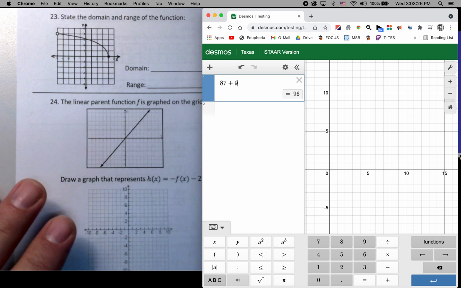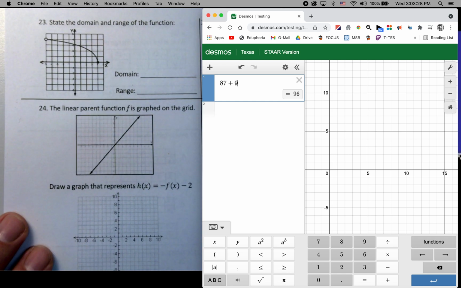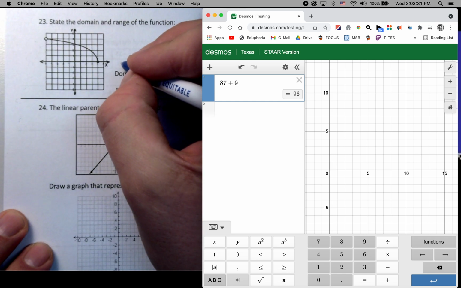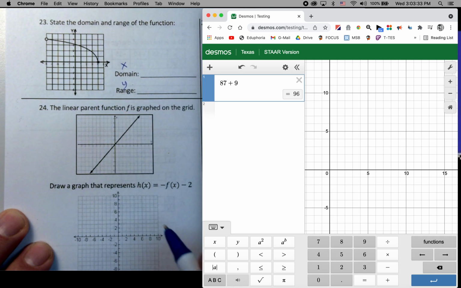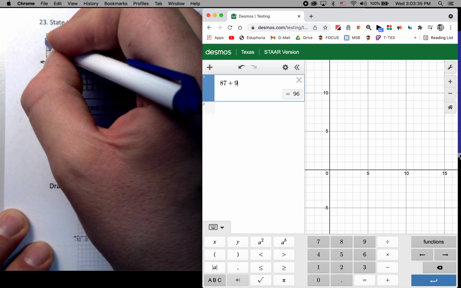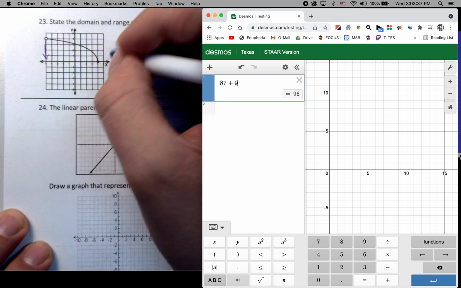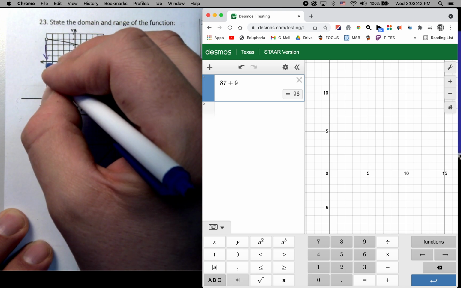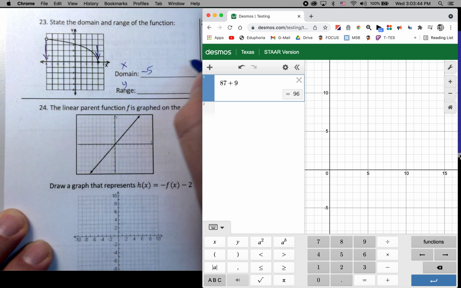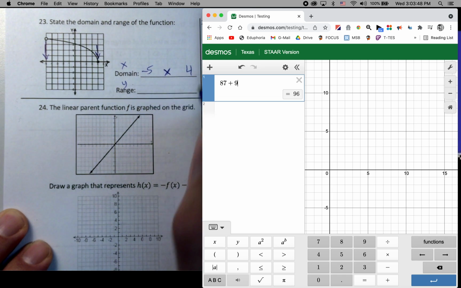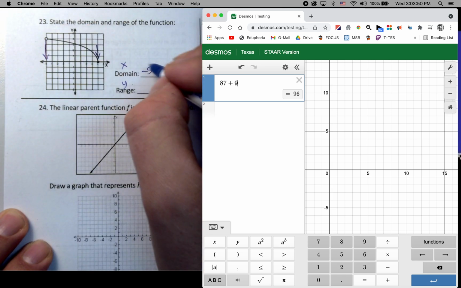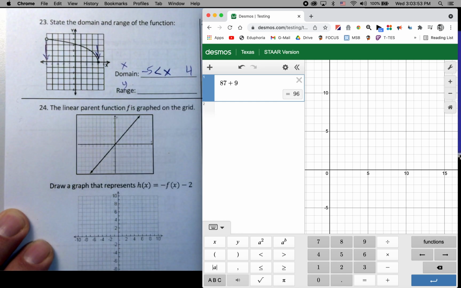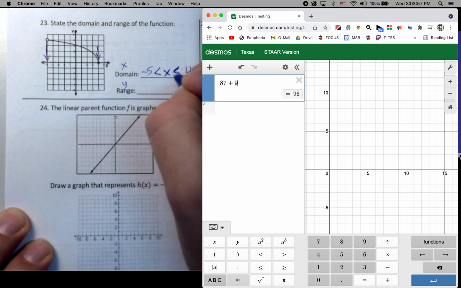Number 23. It says the domain and range. Well, domain is my X, range is my Y. Okay? X goes left to right. So here's the farthest point to the left. Here's the farthest point to the right. The farthest point to the left is negative 5. The farthest point to the right is positive 4. It's going to be your X value. This has an open circle, so it's just going to be less than. This one has a closed circle, so it's going to be less than or equal to.